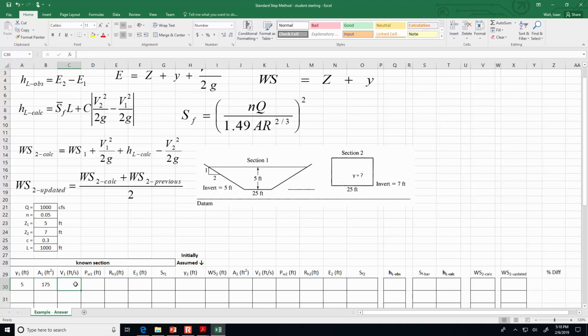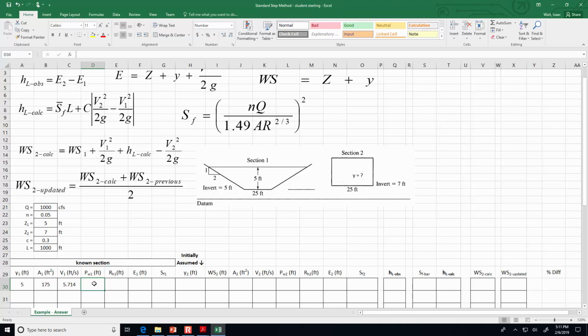Now velocity. Remember, Q equals VA, and so A1 times V1 is equal to Q1. The other way of solving that is V is Q divided by the area. So here we want to know what velocity the water is traveling at section 1. So that is the flow rate, Q, and I'm going to hit the F4 button to put in the dollar sign anchoring that's required to have it always look in the same spot. So B21 divided by the cross-sectional area. And the answer should be 5.714. So is everybody with me so far? All right.